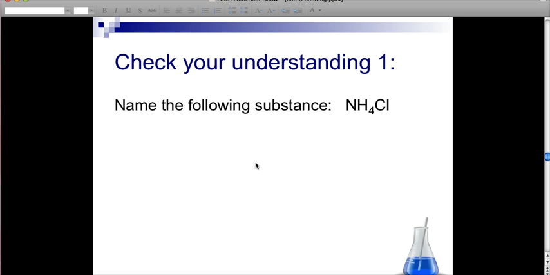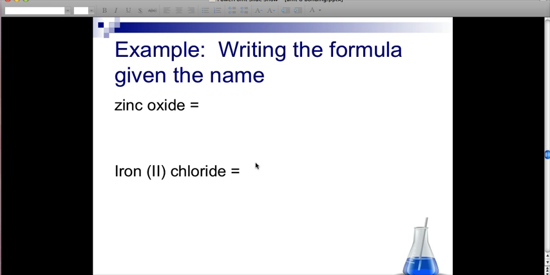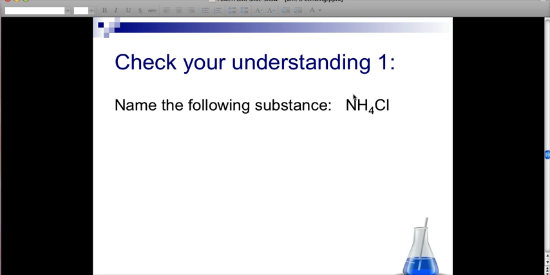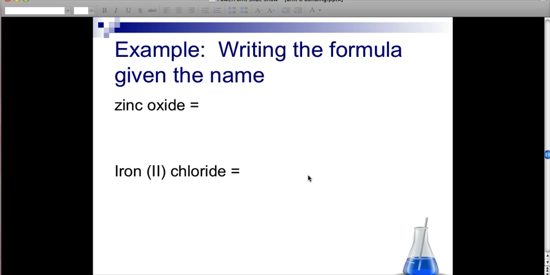So let's check our understanding. Name the following substance. So here we have ammonium, and ammonium is a polyatomic ion, so we do not touch this, and we end up with ammonium chloride. Here we have zinc oxide and iron 2 chloride.